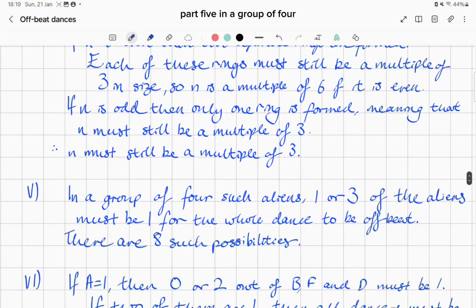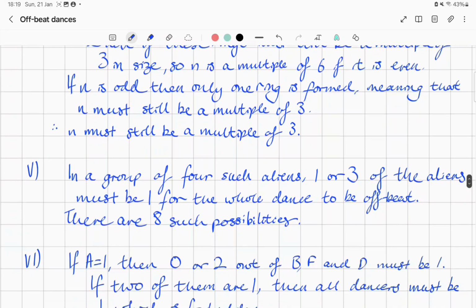Part 5. In a group of 4 such aliens, 1 or 3 of the aliens must be 1 for the whole dance to be offbeat. There are 8 such possibilities.